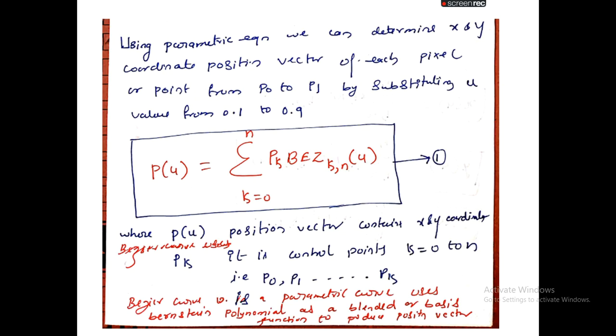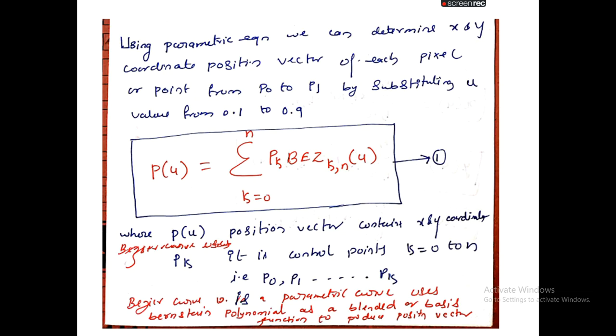So this is the parametric equation for the Bezier curve. That is, I will read out: P of u equal to sigma k equal to 0 to n, P of k, blended function or basis function BEZ of k comma n of u. This is the equation for the Bezier curve, or I can say that this is the Bezier curve equation.